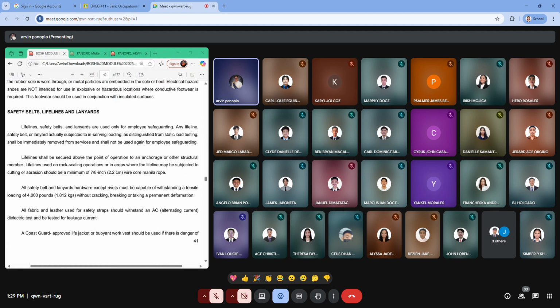Your lifelines need to be 7/8 inch or 2 centimeter wire core, or Manila rope. Lifelines, belts, and lanyards exist solely to keep a worker from falling. They aren't rated or permitted to lift or suspend tools, materials, or people.